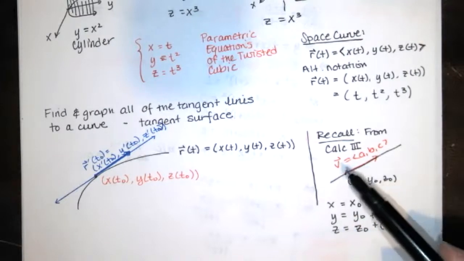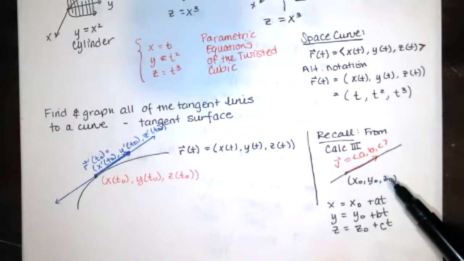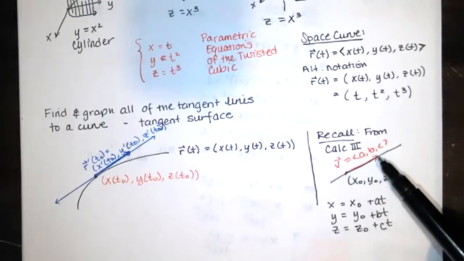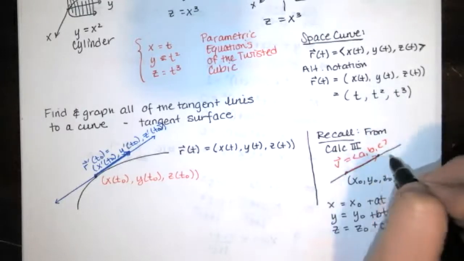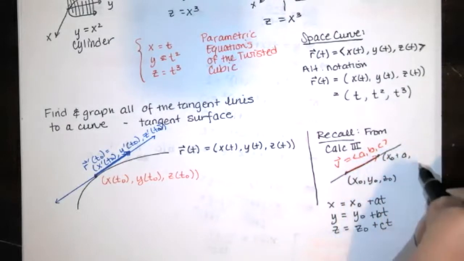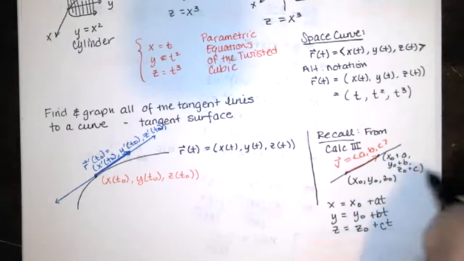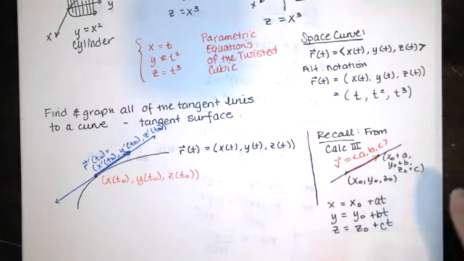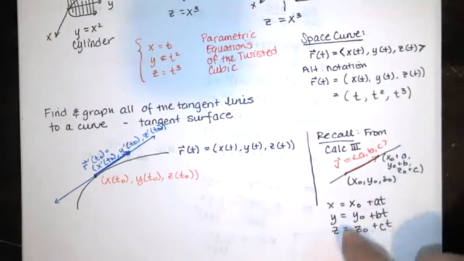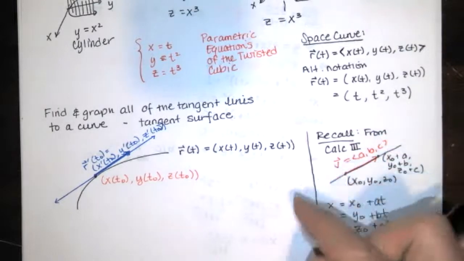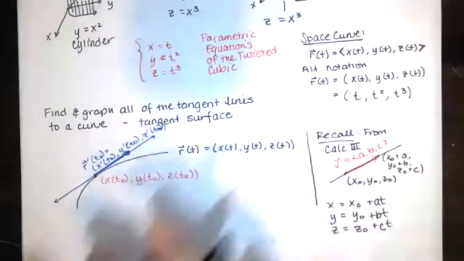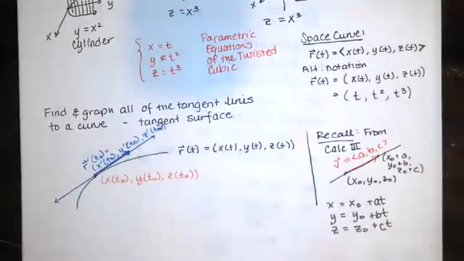When t equals 1, we go from x naught, y naught, z naught to x naught plus a, y naught plus b, and z naught plus c. When t equals 2, we'd end up over here, and so on. If t equals -1, we'd end up on the other side. That's exactly what we're doing over here.